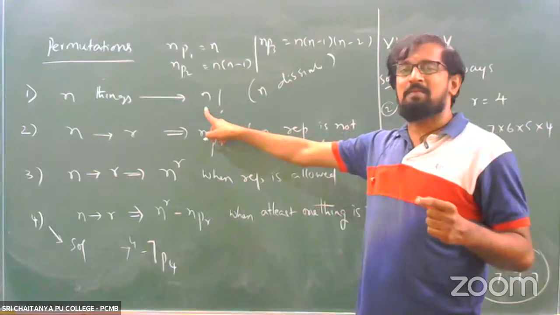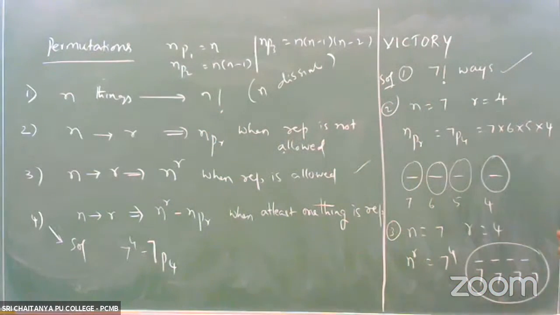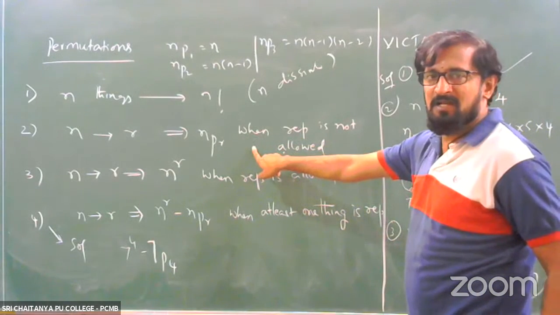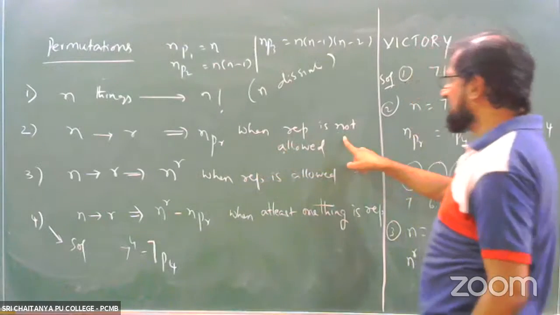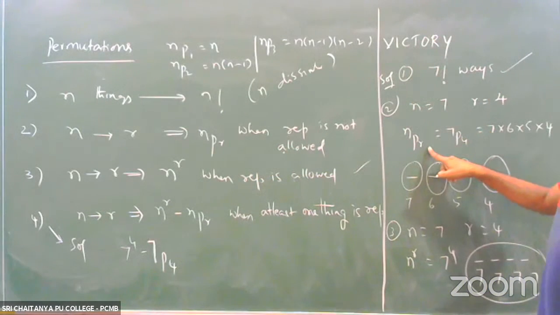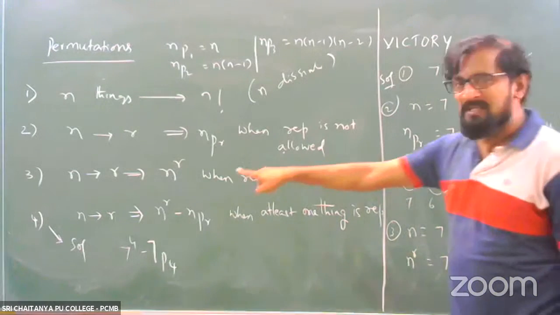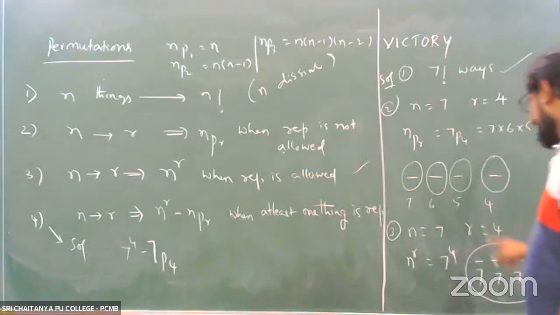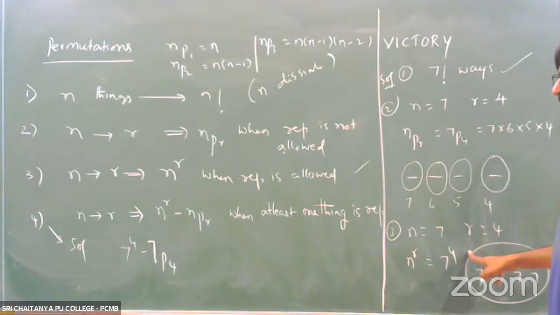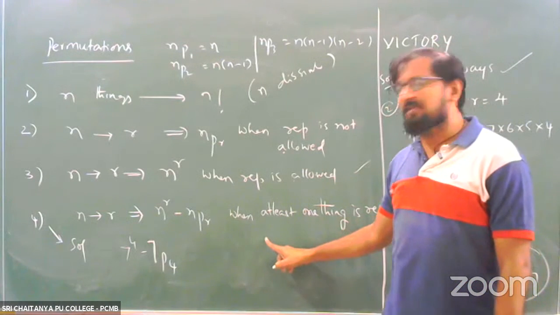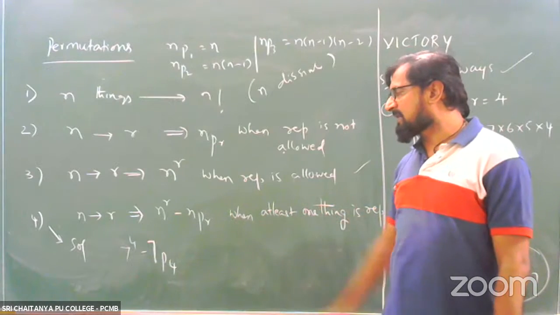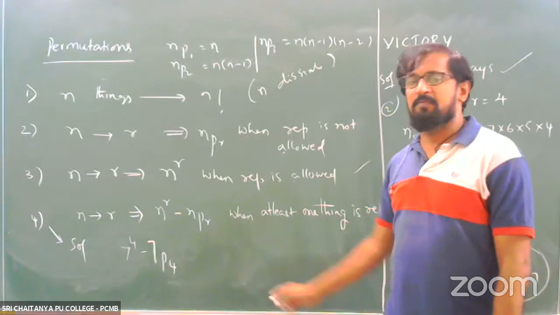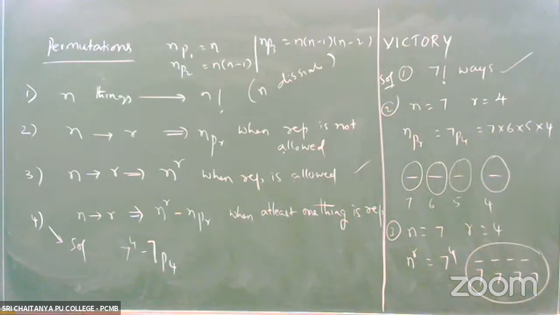n dissimilar things can be arranged in n factorial ways. Among n things taken and arranged in nPr ways when repetition is not allowed. Like this. Among n dissimilar things taken and arranged when repetition is allowed, n to the power of r. And among n things taken and arranged in n to the power of r minus nPr ways when at least one thing is repeated, 7 power 4 minus 7P4. Yes, I hope you understood all these points, right?